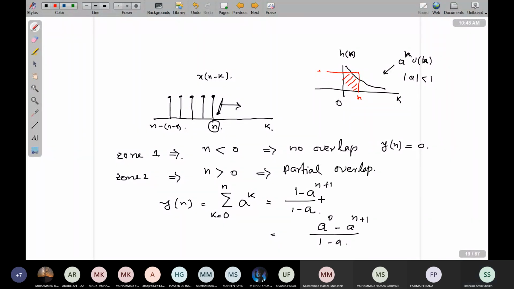कहाँ से आया ये? Geometric series. And what was that? It was in fact, sum from n1 to n2 of a raised to power k is nothing but a raised to power n1, the lower limit, minus a raised to power n2 plus 1, the upper limit plus 1, divided by 1 minus a. So here the lower limit is 0. So a raised to power 0 is 1 minus a raised to power upper limit plus 1, divided by 1 minus a. Clear होगी बात? So that's the case. Is there any other case in this equation?